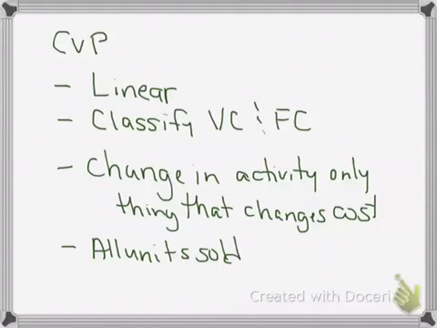Now, with cost volume profit analysis, there are some assumptions that we have to follow. The first one is that the behavior of our cost and our revenues has to be linear. In other words, it has to be that straight line throughout a relevant range. The second thing is that our costs have to be classified as either variable or fixed. The third thing is that if we have a change in activity, that's the only thing that is going to affect our changes in cost. All units produced have to be sold. And if we're selling more than one product, the sales mix has to remain constant. If these items are not there, then we cannot use CVP analysis, because it could be inaccurate for making decisions.